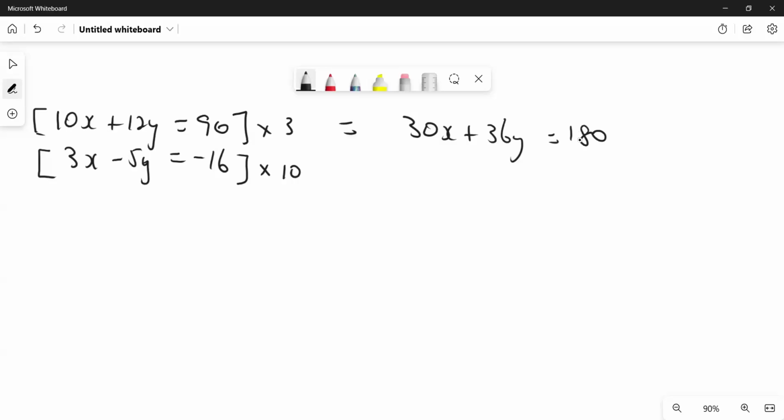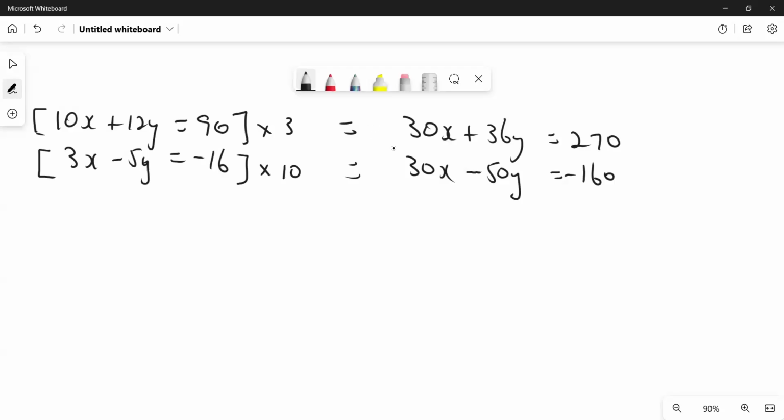No, 3 9s are 27. What am I doing, man? Hey, these late classes are messing with my mind. 3 9s are 27, 270. Again, we'll have 30x here, minus 50y is equal to negative 16 by 10, which is minus 160, right? Good. So we have these two now.